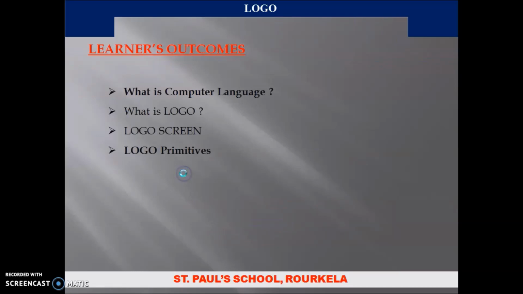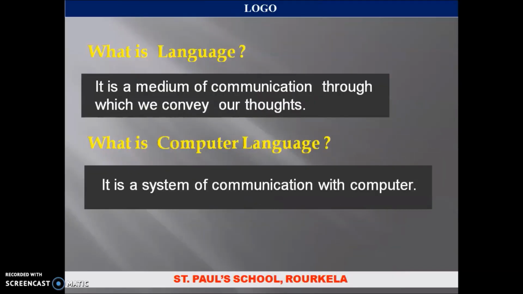Now in this lesson, you will learn about what is computer language, what is logo, about logo screen and logo primitives. One by one we will discuss everything. First we will discuss about computer language. So before I discuss about computer language, first you should know what is language. It is a medium of communication through which we convey our thoughts.